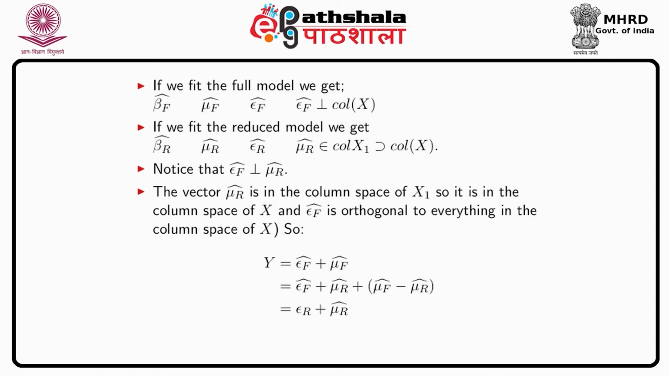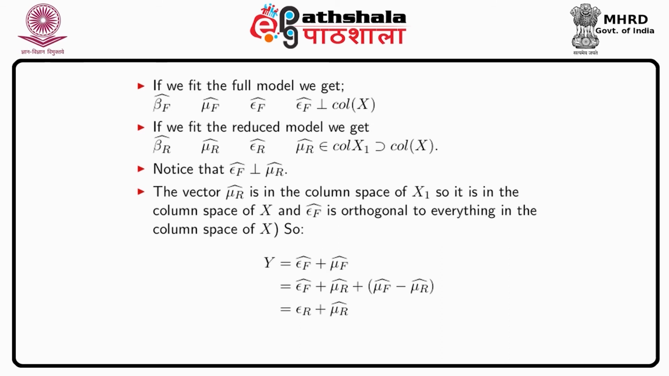The vector mu r hat is in the column space of X1, as we have seen before by previous logic. So it is in the column space of X, and epsilon f hat is orthogonal to everything in the column space of X. So we can write y equals epsilon f hat plus mu f hat, which equals epsilon f hat plus mu r hat plus mu f hat minus mu r hat, which in other words is epsilon r plus mu r hat. So we know that epsilon f hat is perpendicular to mu r, and epsilon f hat is perpendicular to mu f hat as well.